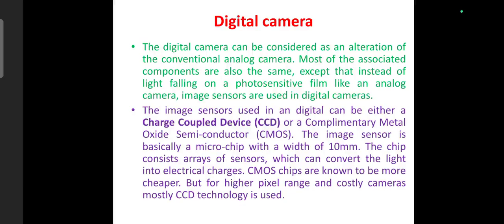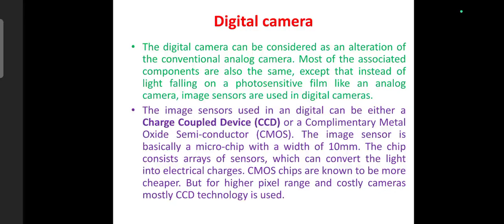The sensor consists of millions of tiny light sensitive elements called pixels. Each pixel measures the intensity of light falling on it. The camera processor collects information from all these pixels and reconstructs the complete digital image. The greater the number of pixels, the higher the image resolution and the finer the image details. The slide also mentions that the image sensor is basically a microchip having a width of approximately 10 millimeters, containing an array of sensing elements.